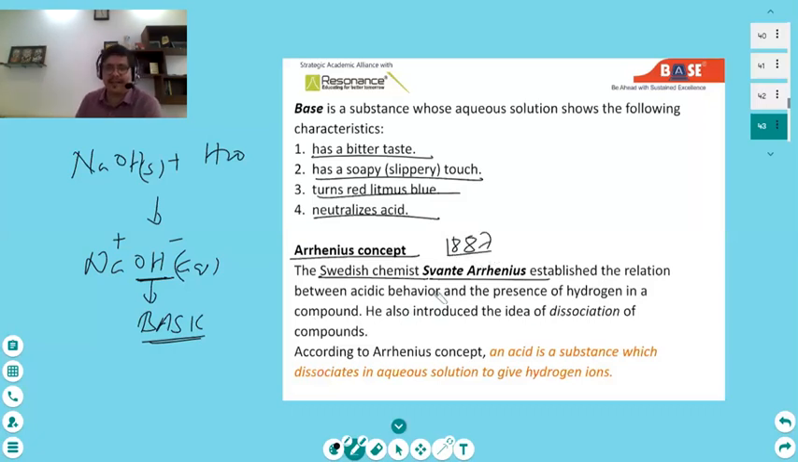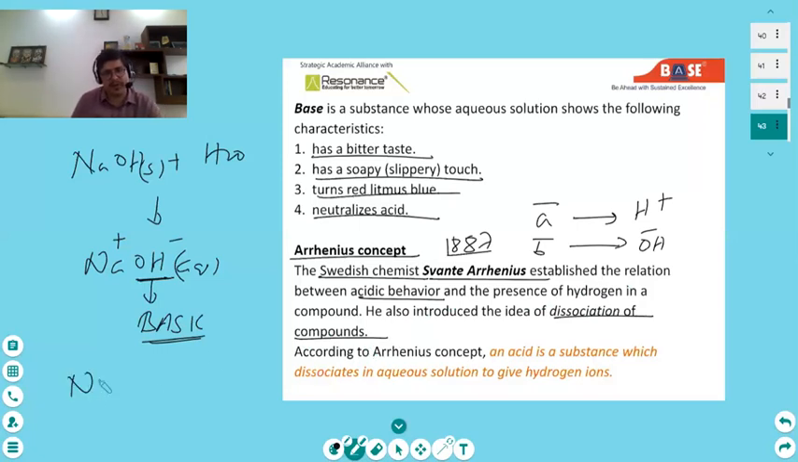What he said is that when you take an acid and dissolve it into water, it must produce or furnish H plus ion. When you take a base and add it into water, it must generate OH minus ion. So H plus is proton and OH minus is hydroxyl ion. He also introduced the concept of dissociation of the compound.